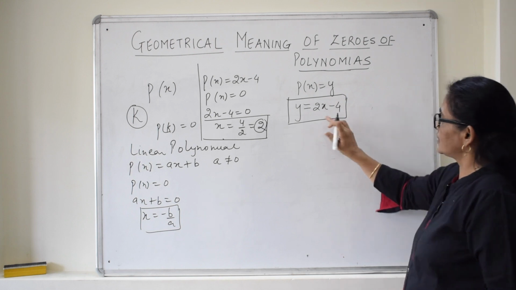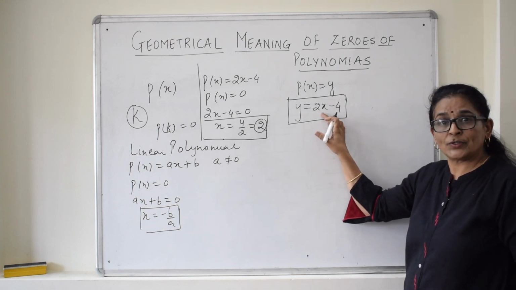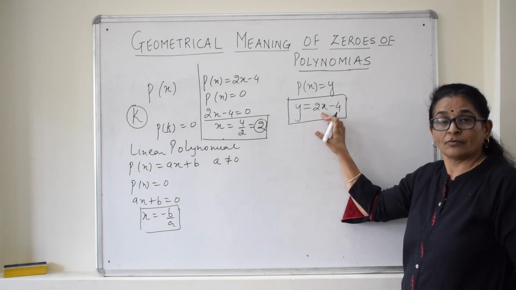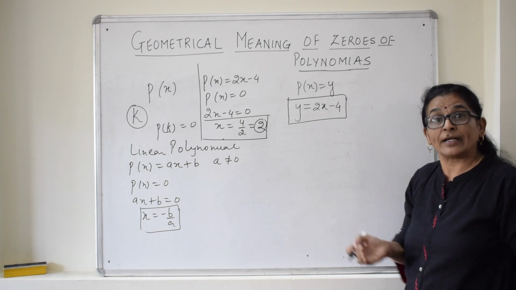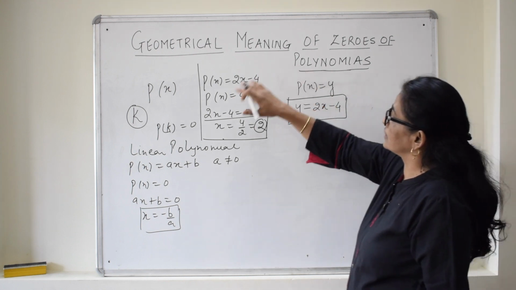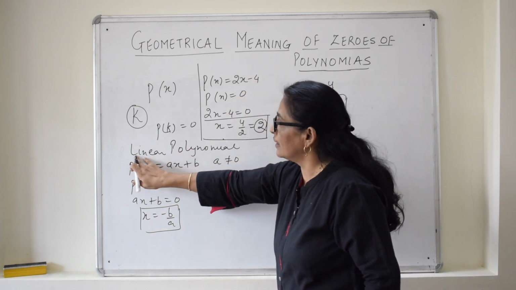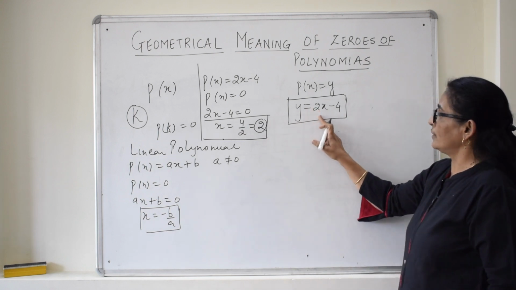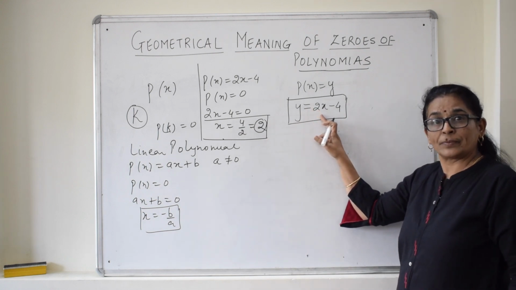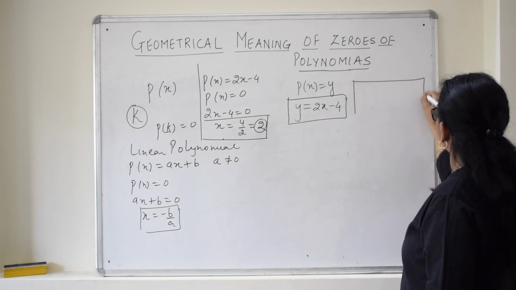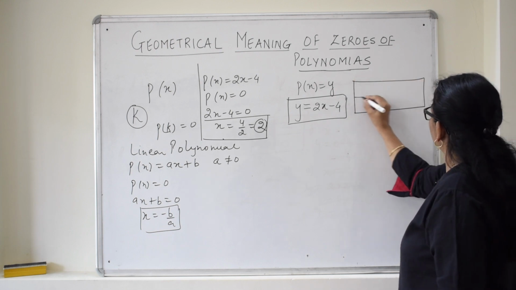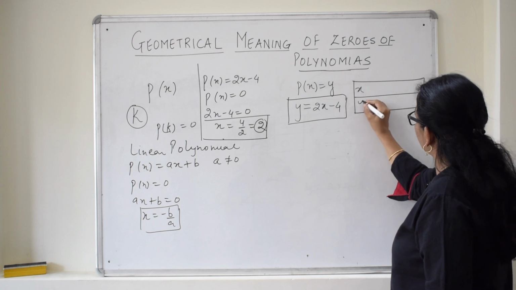So if we notice, this becomes an equation in two variables, a linear equation. And we know the representation of a linear equation in a graph is a straight line. That also resembles linear. Linear means line. So for that we require at least 2 points to represent this equation in the graph. So we will find two solutions, x and y.